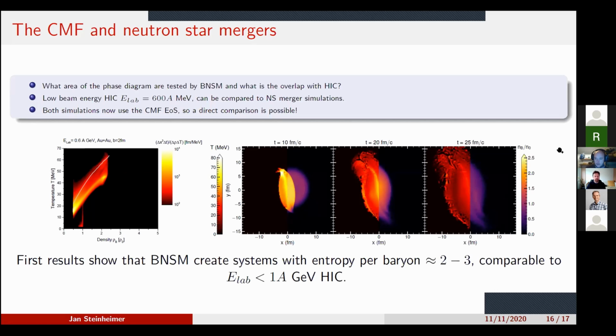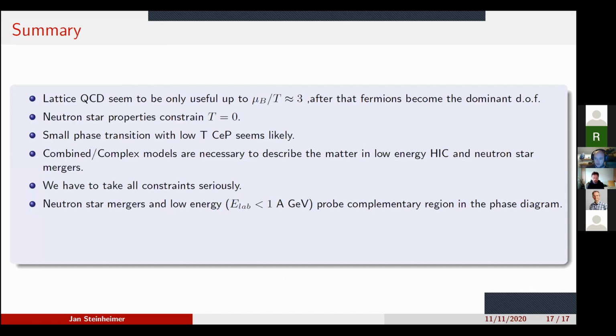And on the right-hand side, you see some snapshots from the time evolution from our hydro simulation. I cannot show it to you, but I can tell you already that the first results show that these binary neutron star merger systems create an entropy per baryon of 2 to 3, which is actually very comparable to these heavy ion collisions at less than 1 AGeV. So you really have to go to very intermediate or low temperatures to really compare this.